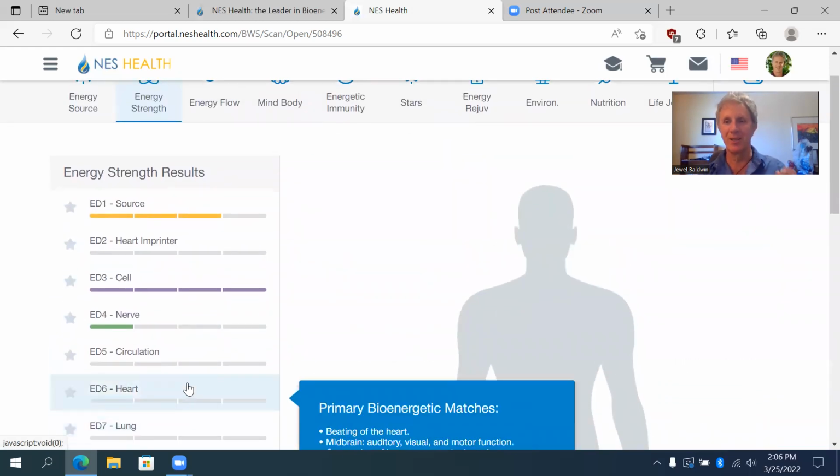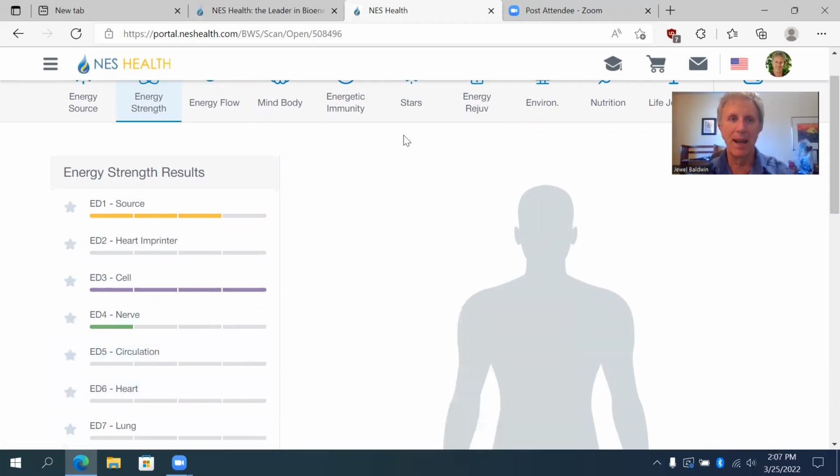So all of this is in the driver screen: the energy strength screen, the energetic drivers for NES Health. I think I want to leave it at these first two screens for this video because there's too much information to go through, but I'll be putting out other videos on this. But for now, I'll stop screen share.